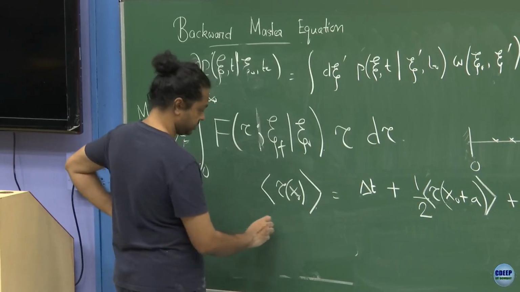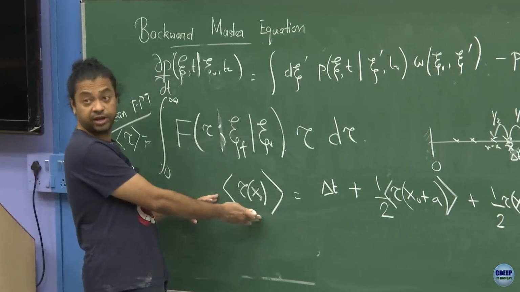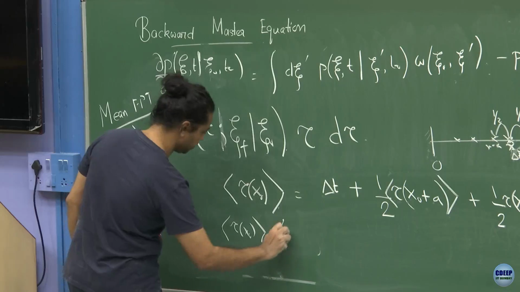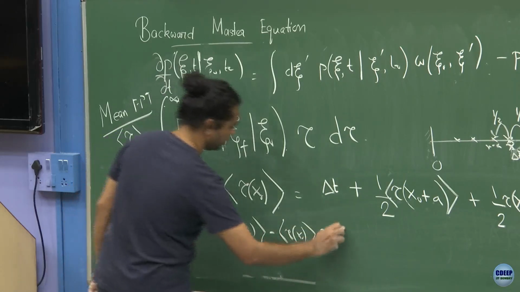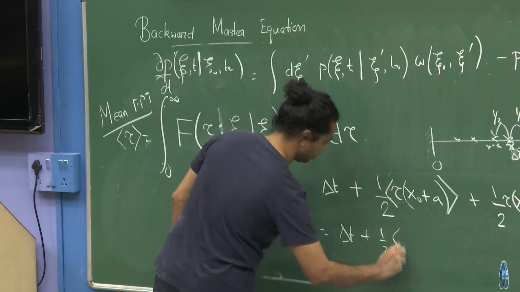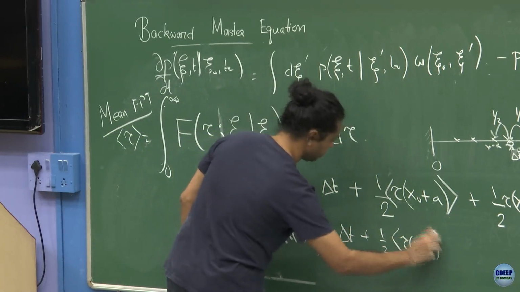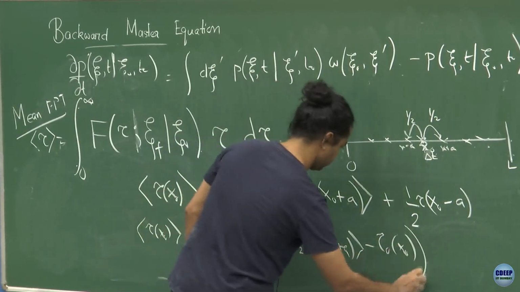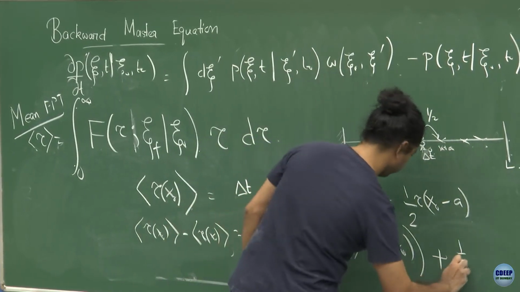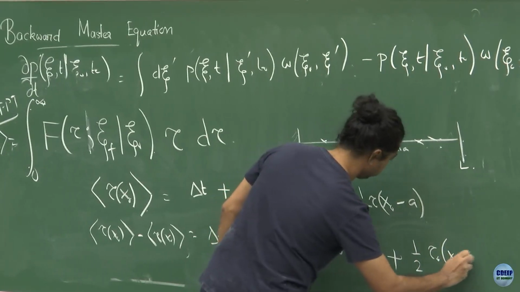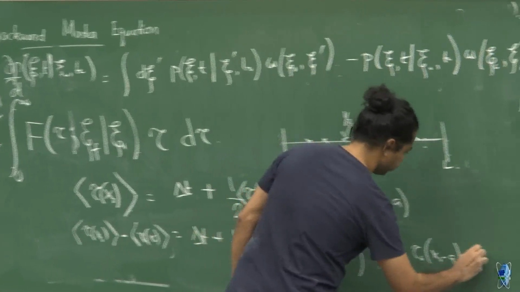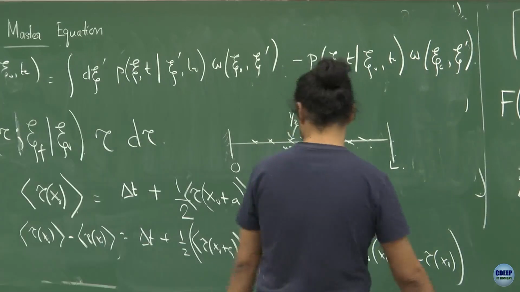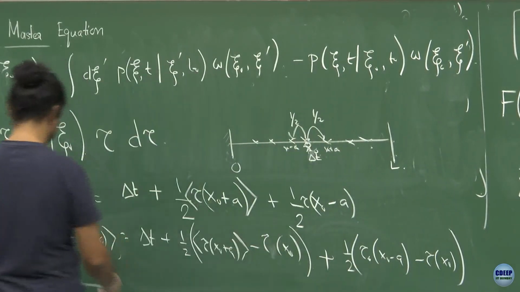Let me subtract this from both. This recursion relation, you understand. So, let me subtract this thing from both sides. Tau of x naught minus tau of x naught is equal to delta t plus half tau of x naught plus a minus tau of x naught, plus half tau of x naught minus a minus tau of x naught. So then this left side is of course 0.